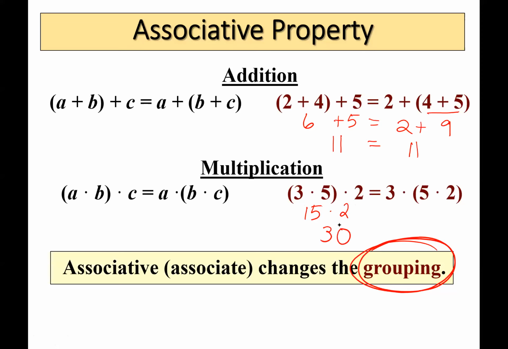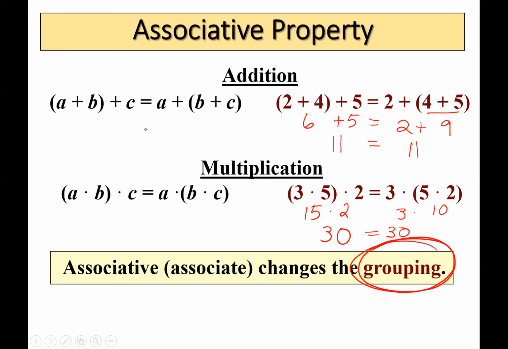15 times 2 is 30. That's the left side. On the other side of the equal sign, 3 times 5 times 2, it's just that this time 5 times 2 is in parentheses. So we'll group those and we'll simplify that first. So 3 times parentheses 5 times 2. 5 times 2 is 10. 3 times 10 is 30. So these number examples are just sort of illustrating the property working. They're not proof. You can't prove something with one example, but it's showing that it does work in this case.